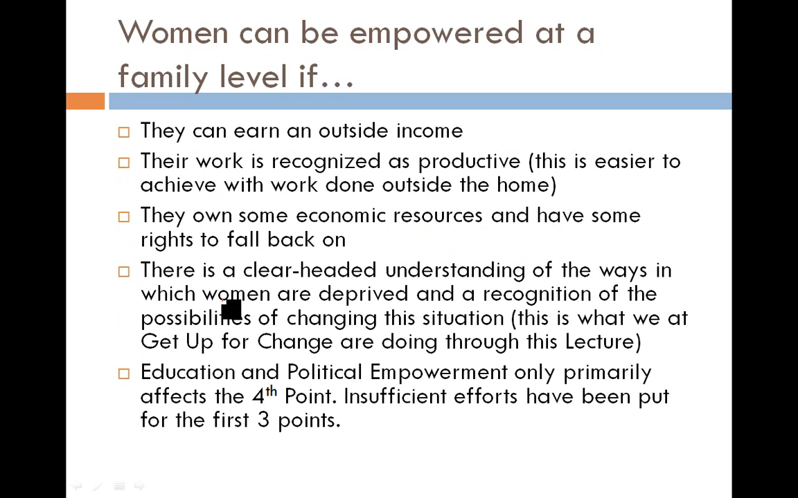Now, how can women be empowered at a family level to fight off this evil and to find the 100 million missing women? So they can earn an outside income. Their work is recognized as productive. Now this is easier to achieve with work done outside the home, because unfortunately work done in the home is automatically considered as unproductive. They own some economic resources and have some rights to fall back on.